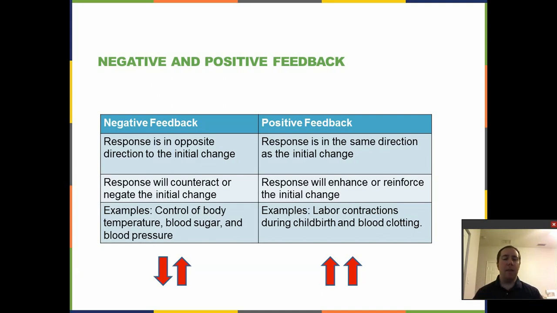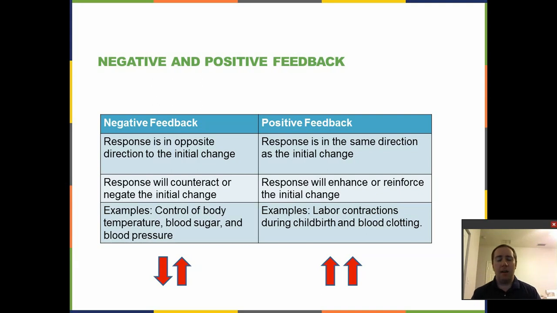Most systems in the body are negative feedback systems, because the purpose of a negative feedback system is to maintain a normal level. The purpose of a positive feedback loop is to get as far from normal as possible. And in most situations, that is not compatible with life. If our blood pressure goes up, we don't want it to continue to get higher and higher and higher, right? So there are only a few examples of positive feedback in our body.